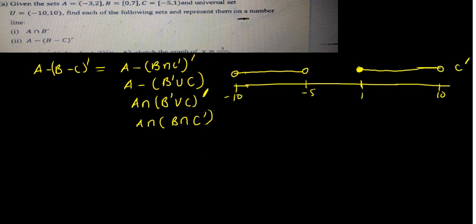And then I'm going to put B. The set B is where? From 0 to 7. And we're including both 0 and 7.